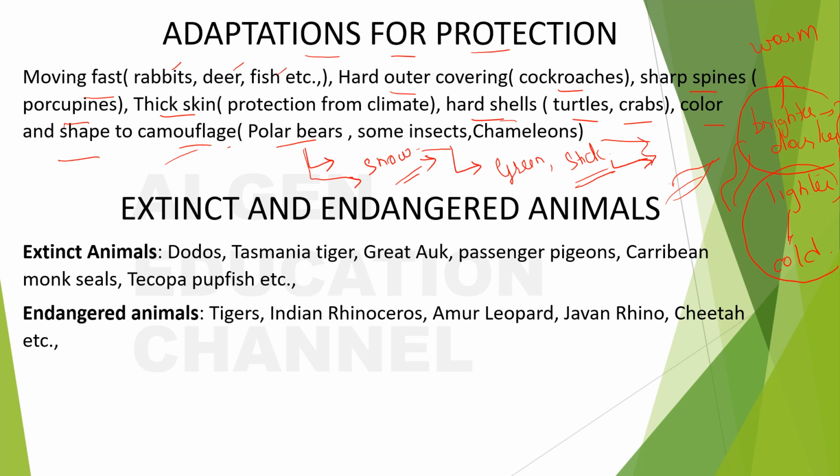So these are the adaptations for protection that we can see in animals. Now, as I said, most important topic, extinct and endangered animals. What are extinct animals? Extinct animals means they are no more on the earth, okay? So those animals have simply disappeared from the earth. So what will be the reasons for that? Have you ever thought of it?